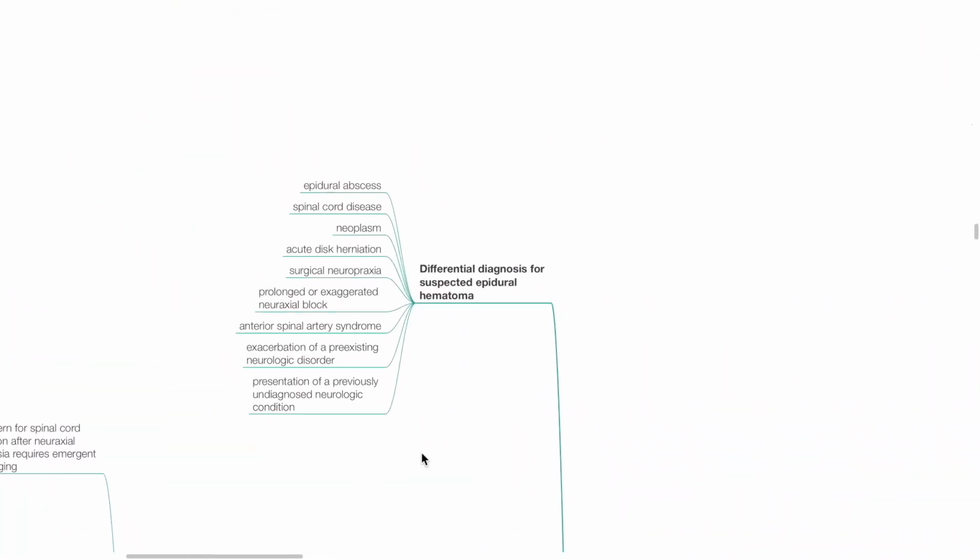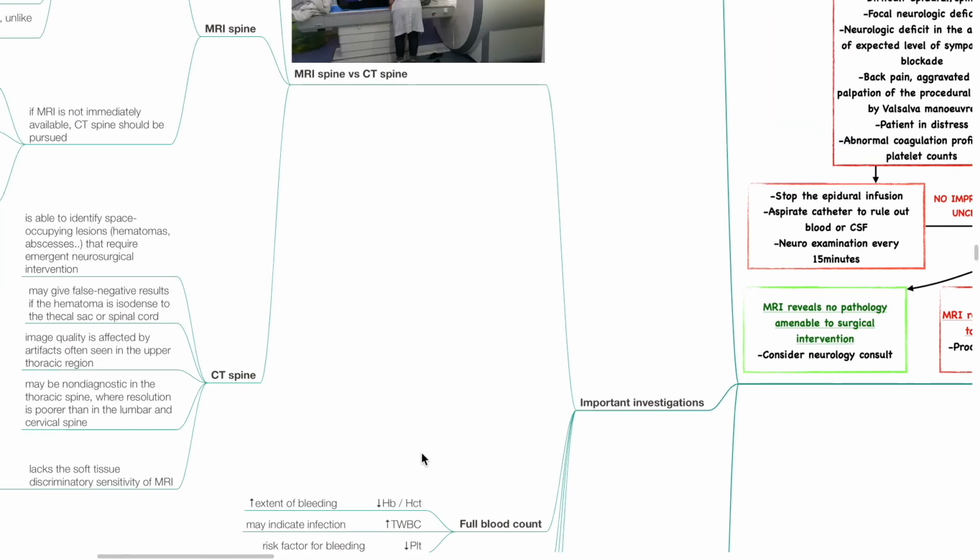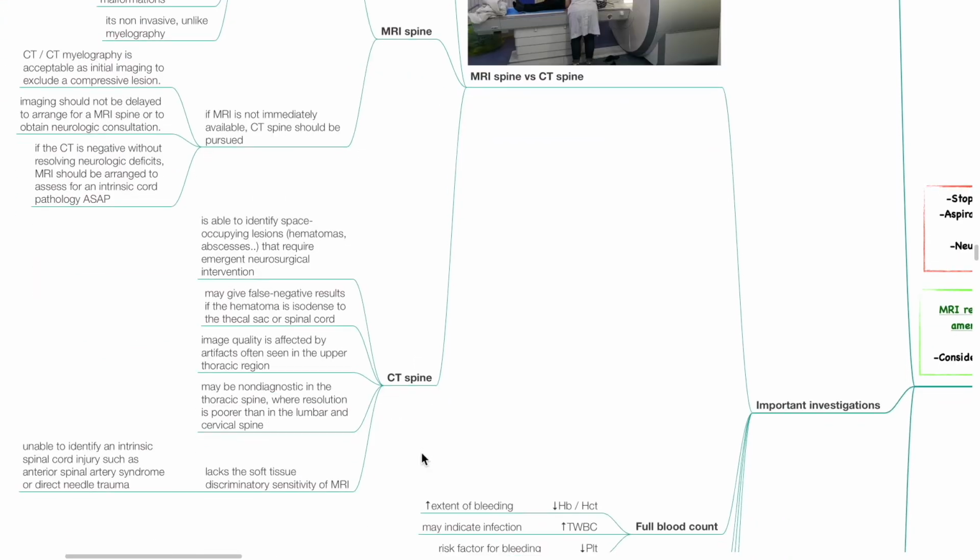Differential diagnosis for suspected epidural hematoma includes epidural abscess, spinal cord disease, neoplasm, acute disc herniation, surgical neuropraxia, prolonged or exaggerated neuraxial block, anterior spinal artery syndrome, exacerbation of a pre-existing neurologic disorder, and presentation of a previously undiagnosed neurologic condition. Important investigations to consider for SEH include MRI spine, CT spine, full blood count, coagulation profile, angiography, and myelography.